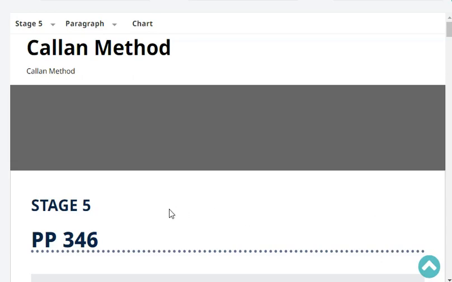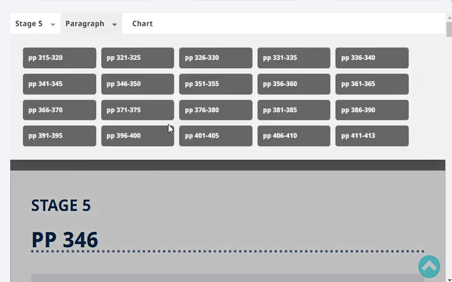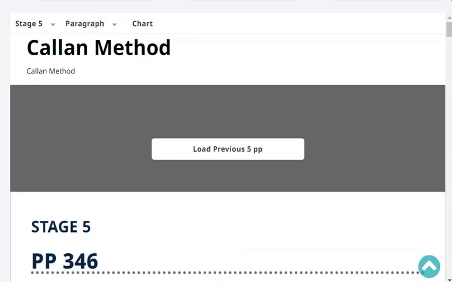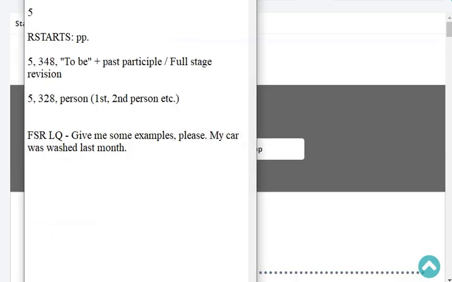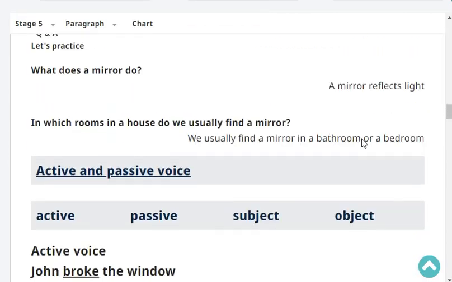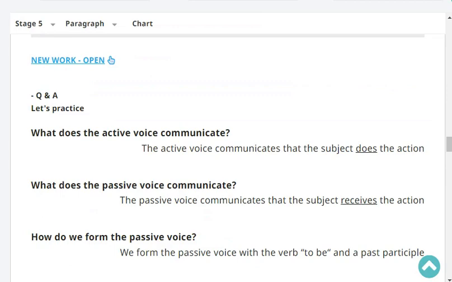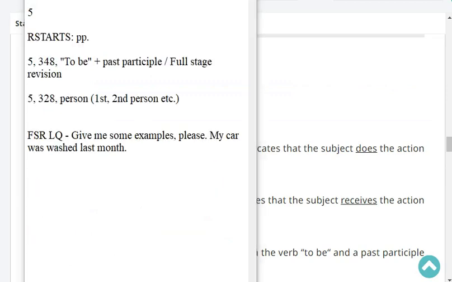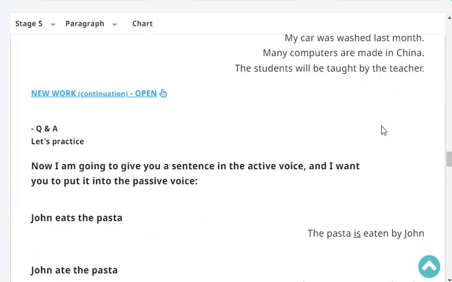Report says we are at stage 5, page 348. The last headword was to be plus past participle, full stage revision. Okay, so let's start from where you ended.